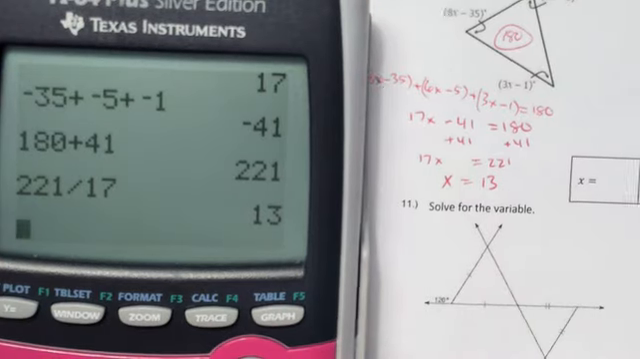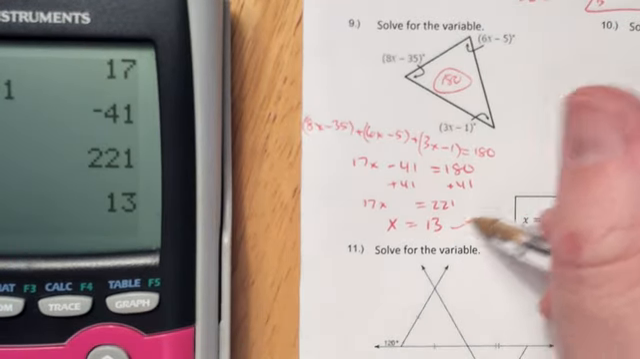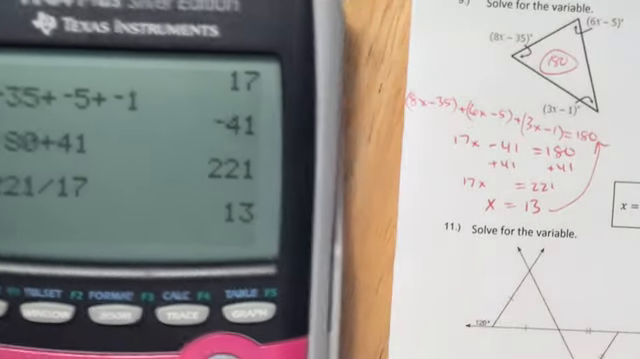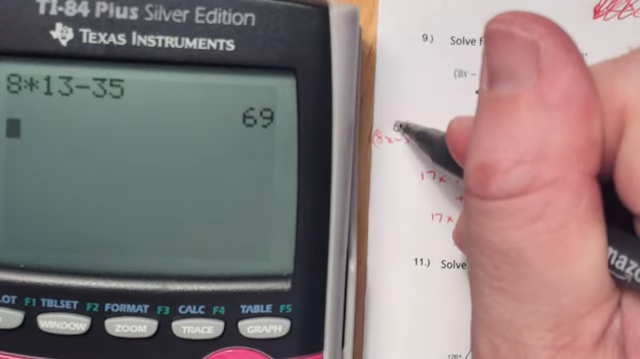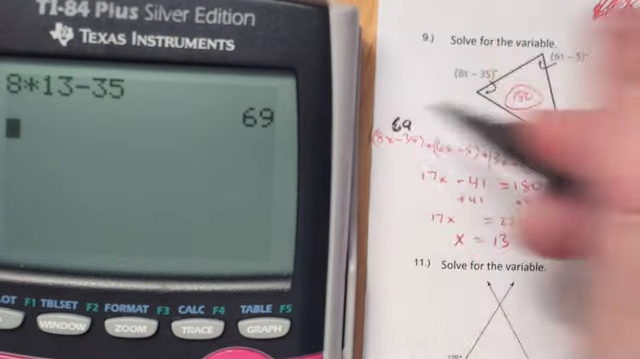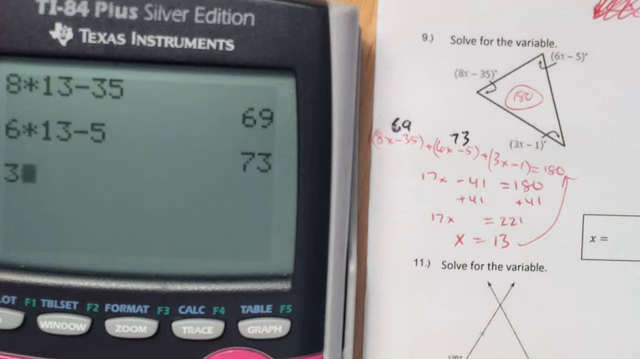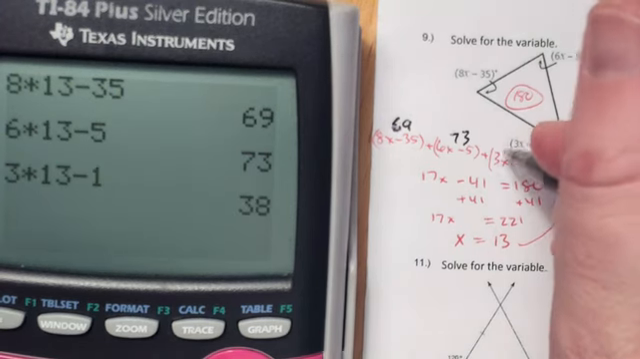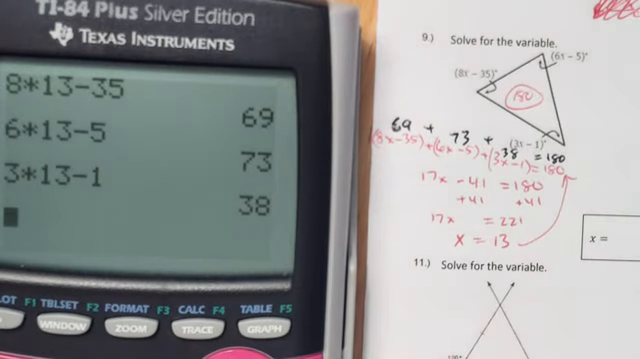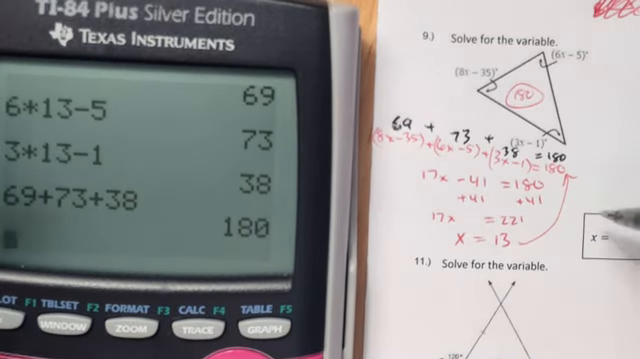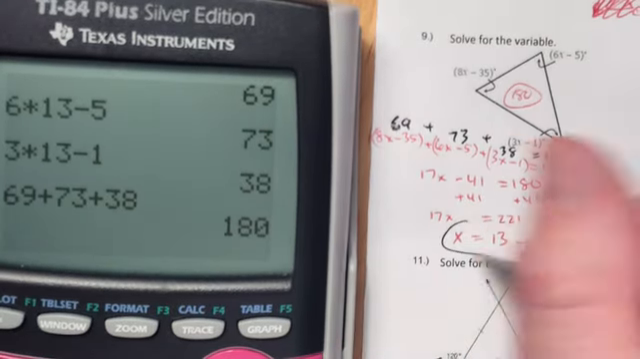All right, and once you get that, you always plug it back in, right? So always plug that back in. So we had 8 times 13 minus that 35. Now we get that this is 69. And then 6 times 13 minus 5, that's 73. 3 times 13 minus 1, that's 38. And when you add those together, does it make the equation happy? Does 69 plus 73 plus 38 equal 180? Yes, it does. So I know for a fact that I'm correct, and my x was 13.